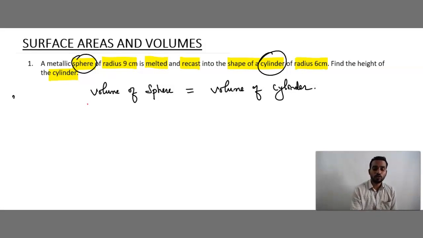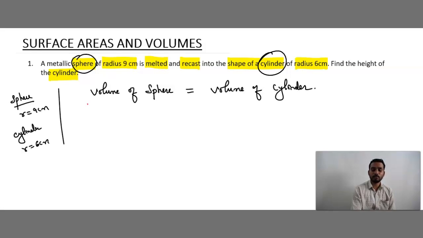So now here what has he given? Sphere. What are the details he has given regarding the sphere? He has given radius as 9 cm. Next what has he given? Cylinder. What is the radius of the cylinder? 6 cm. This is the radius, right? What is the formula to find the volume of a sphere? Already we have discussed in our first video, right? Volume is 4 by 3 pi r cube, which is equal to the cylinder's pi r square h.